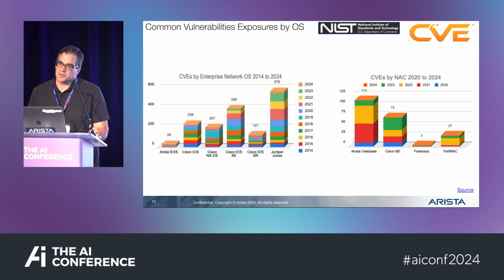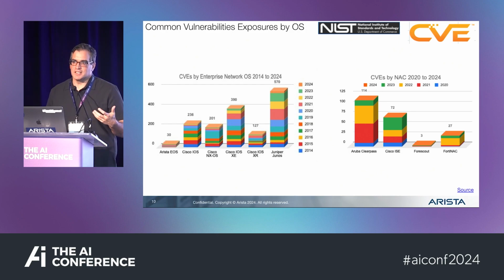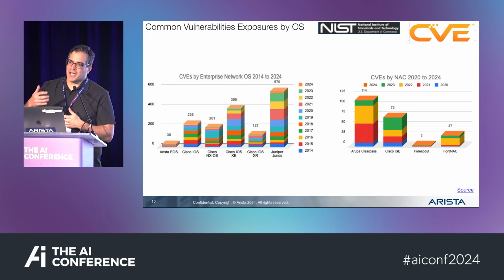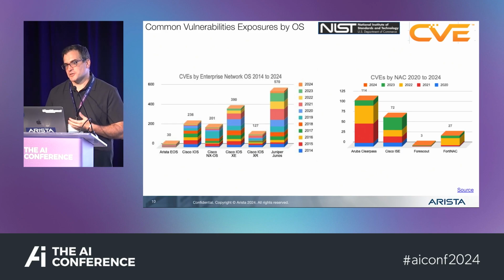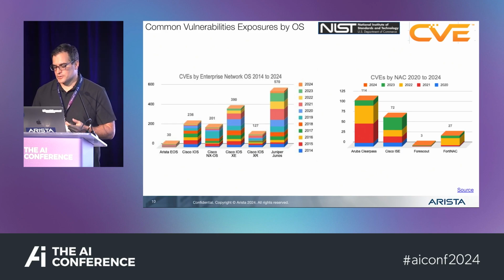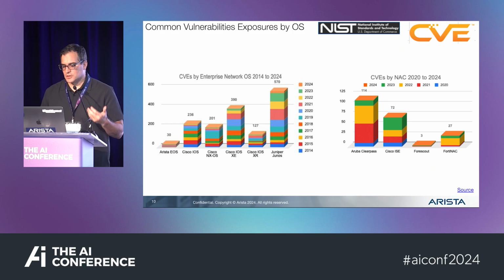Arista's operating system is known as EOS, or the Extensible Operating System. And so there are standards bodies out there like NIST and MITRE who publish and catalog CVEs, common vulnerabilities and exposures. And so the higher your CVEs, the more you have to patch your systems, the more downtime you potentially have, the more fragile it typically is. And so you can kind of see some of the numbers there.